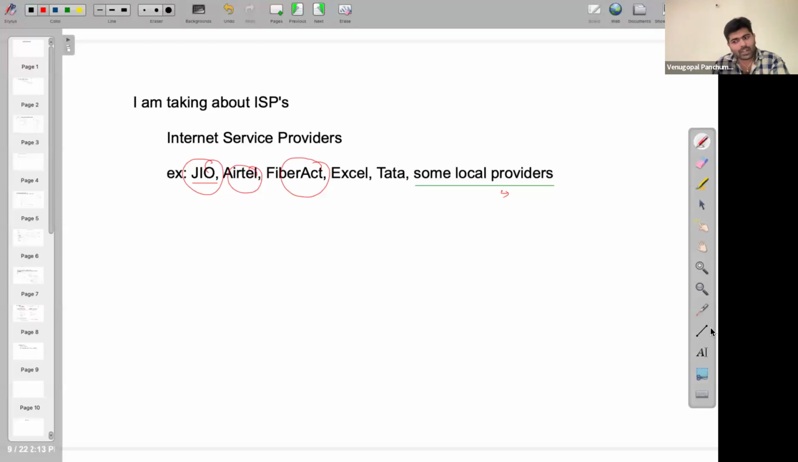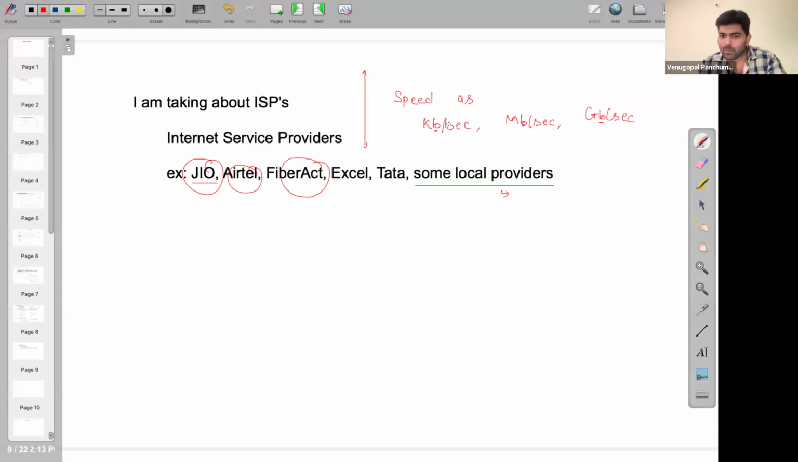So generally all these providers are going to provide network speed as small b only. Kb per second, then Mb per second, then Gb per second, all are small b only, okay, right?